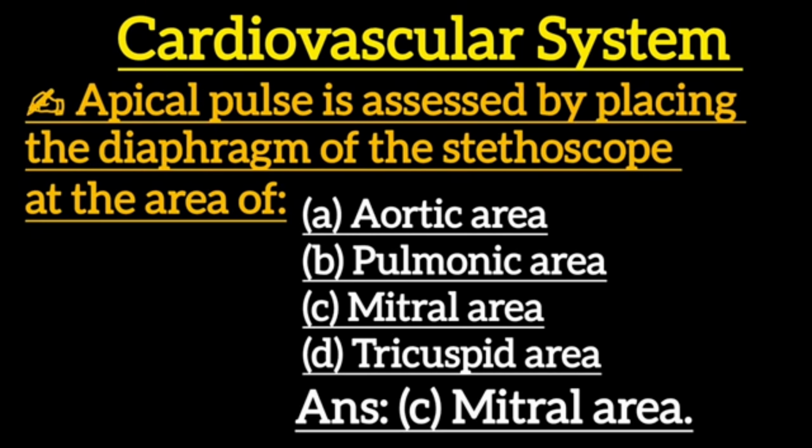Next one is, apical pulse is assessed by placing the diaphragm of the stethoscope at the area of option A, aortic area. Option B, pulmonic area. Option C, mitral area. Option D, tricuspid area. Correct answer is option C, mitral area.